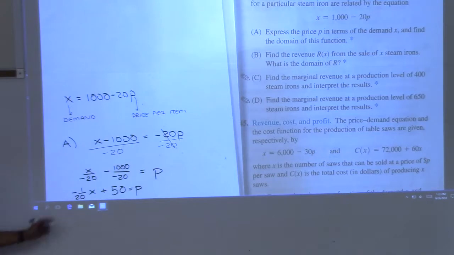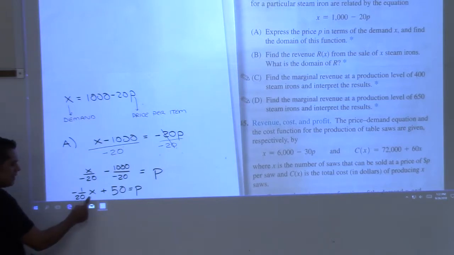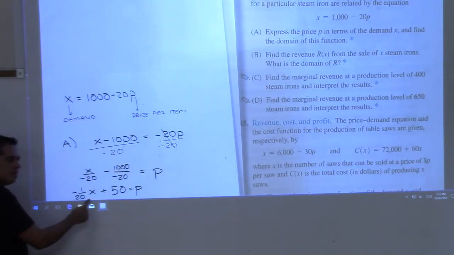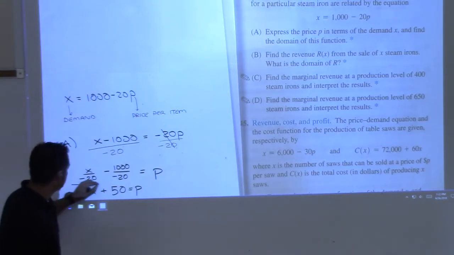Now, why do you think I wrote x over negative 20 as negative 1 over 20x? So we can isolate the x. We can isolate the x, but wouldn't it be easy to take the derivative of this? Later on, I might take the derivative, and it's easier to say, what's the derivative of this? Negative 1 over 20, because the derivative of x is 1. So we get into a habit now of trying to rewrite things like this instead. So this is it.